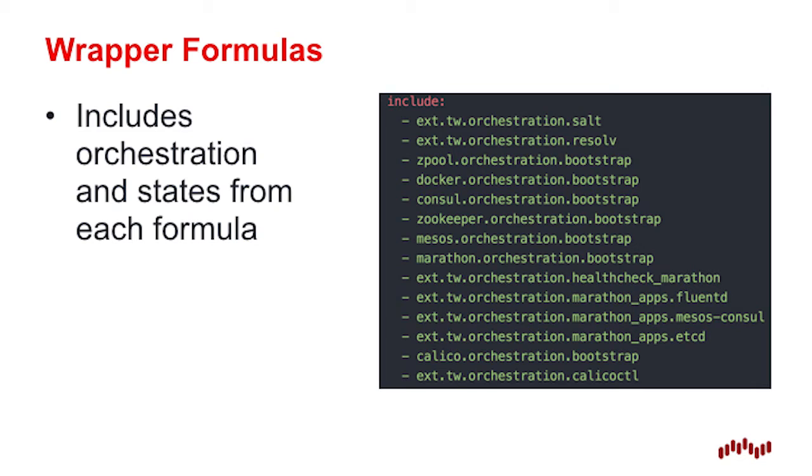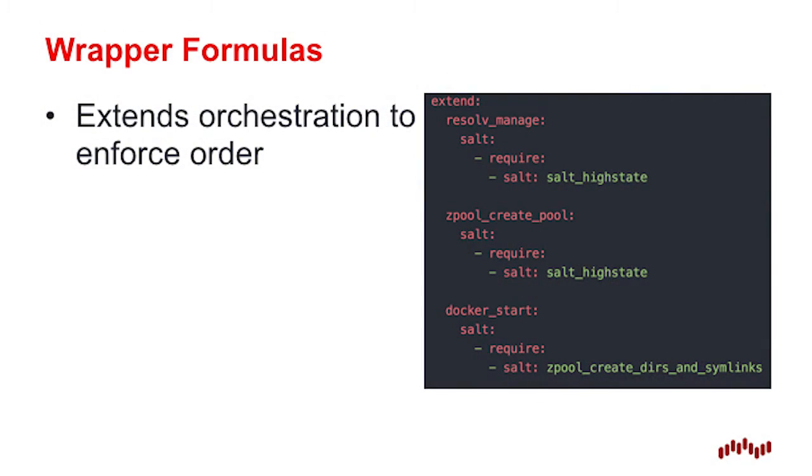And here's an example of where we included all of the orchestration states required to deploy our container platform. And this is where we extend. So we have extend, resolve, manage. This is actually a stanza name. And then we require salt high state. And if we look back here, we brought in ext tw orchestration salt. Within there's a stanza called salt high state. So before resolve manage is allowed to run, we have to have completed the high states. Same with zpool, it requires that the high states have completed. And before we start Docker, the zpool has to be up and any symlinks have to be created. We link in /var/lib/docker onto the zpool so that we have plenty of space to launch Docker containers. So formulas bring their own orchestration as needed.